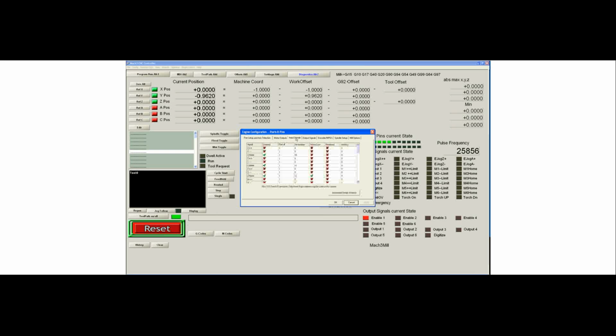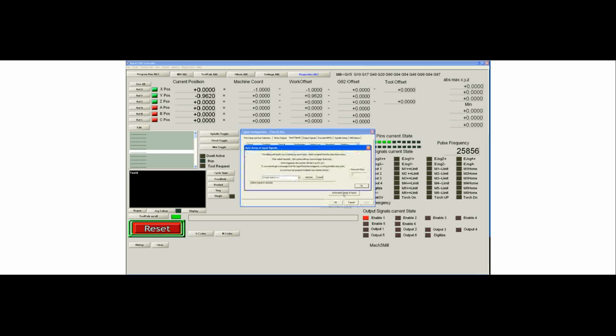We go to ports and pins, input signals, and we'll see that there is a button here called automated setup of inputs. If you're not sure whether active low should be checked or you're not sure what pin a particular signal is on, you can hit the automated setup of inputs. We can then see that we have a drop-down box with every one of the signals in the system in it. So let's say we're looking for the X home switch. We'll pick X home switch and we'll say auto setup. Now we get a message saying searching for signal activation. Press the switch or cancel.